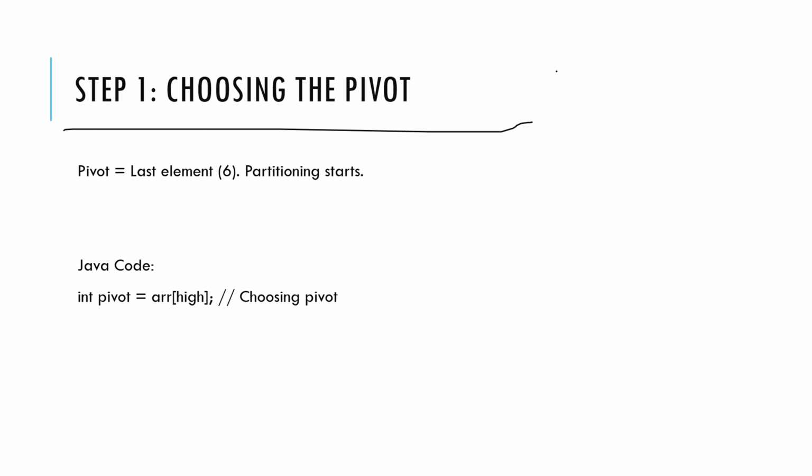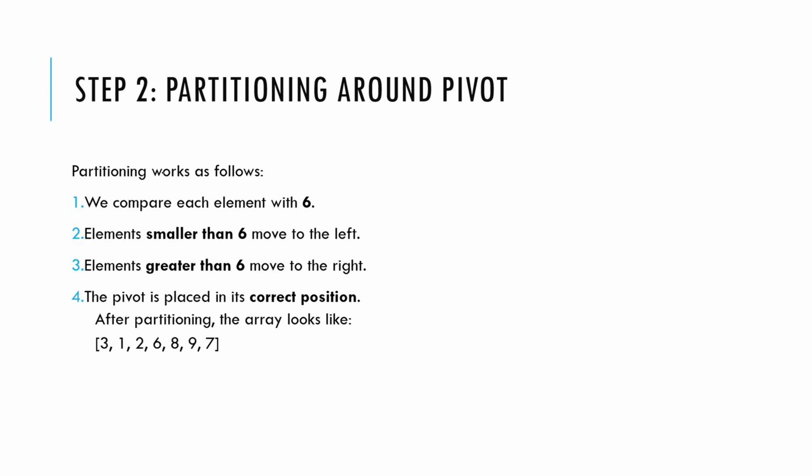Step 1 of this quicksort algorithm: choosing the pivot. We used the last element as our pivot, so we don't know if the list is sorted or not. In this case, we know it's not sorted, nearly sorted, or reverse sorted, so we choose the last element. The process for this is by choosing array high. High means the last element, the highest position.